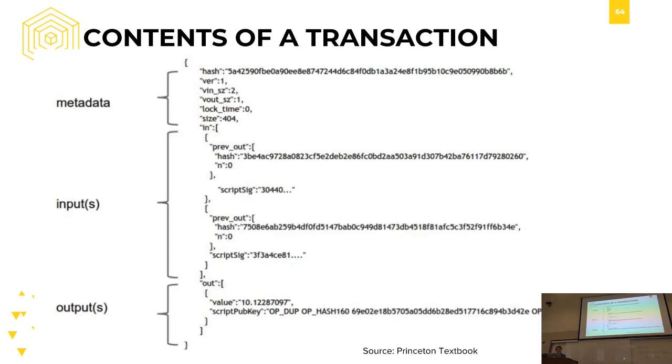Okay, this might look scary, but these are the contents of a transaction. At the very top, we have the metadata, which is just extra information like the timestamp, how many inputs and outputs I have, etc. We'll look into that a little bit more, and then you get the inputs and the outputs, right?